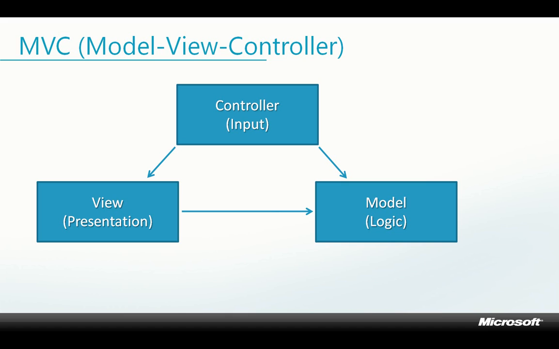It receives the input, and then it performs operations based on that. Then the model represents the core logic of the application. It handles the data that represents the application domain, and the controller can retrieve data through the model. Then the view is the visual representation of the model. It presents the model data to the user in whatever way is appropriate. So in a web application, that would typically be HTML.